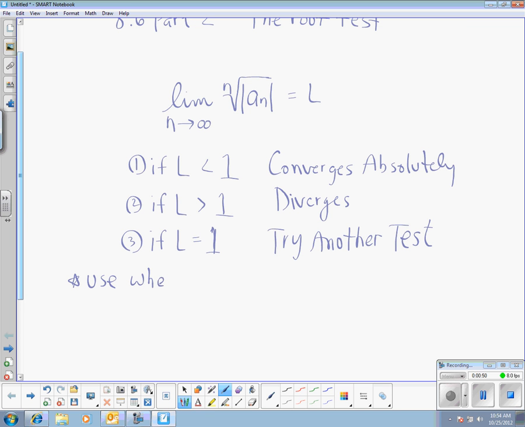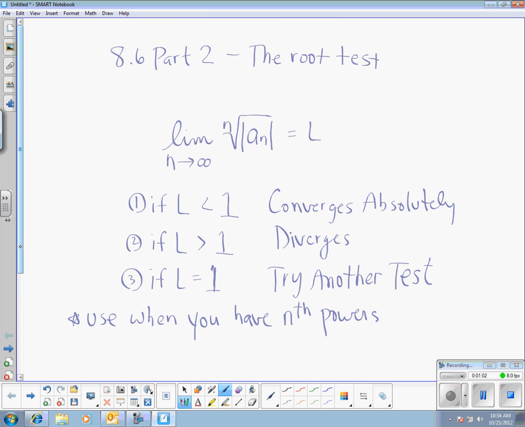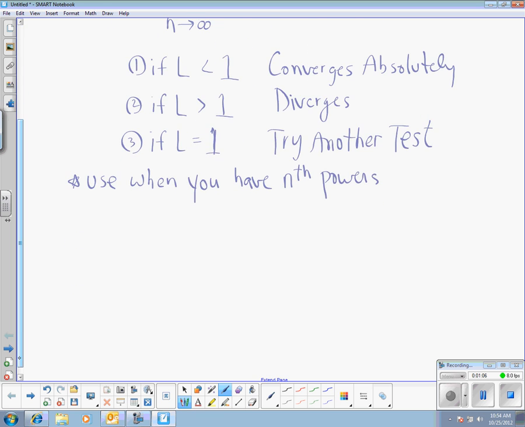when you see nth powers. So if you get a series whose formula has something raised to the nth power in it, this root test is going to work out perfectly because it's an nth root. That's the opposite of an nth power. So let me just get a quick example or two.